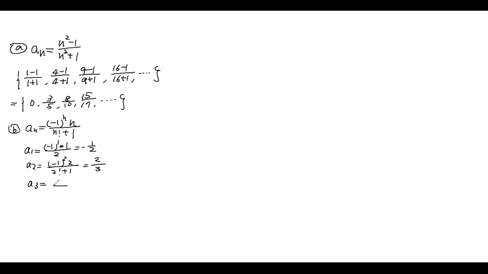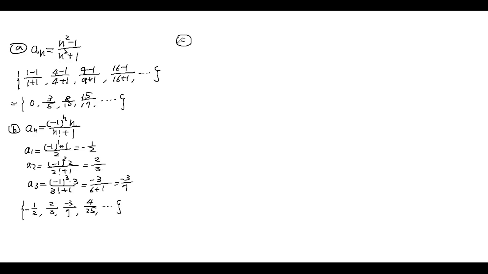So if you continue, let's do a couple more terms here. a_3 will be negative one to the third power, right? And here's 3, then this is 3 factorial plus 1, so this is negative 3, and 3 factorial is 6, so 6 plus 1 is 7 here. So we start to see an alternating series. If you put them together, your sequence will be 1/2, 2/3, negative 3/7, and the next one will be 4 over 25, and so on. So this will be our sequence here.